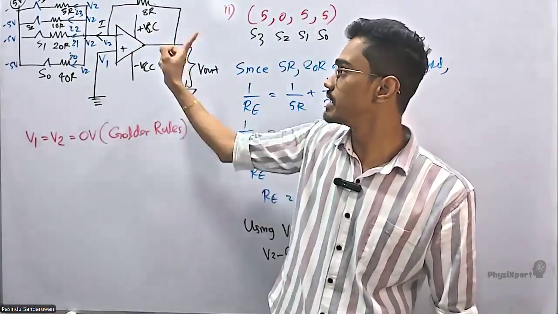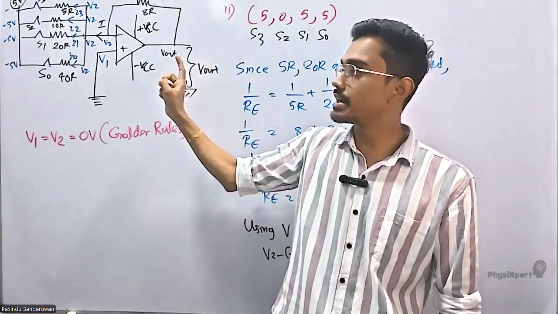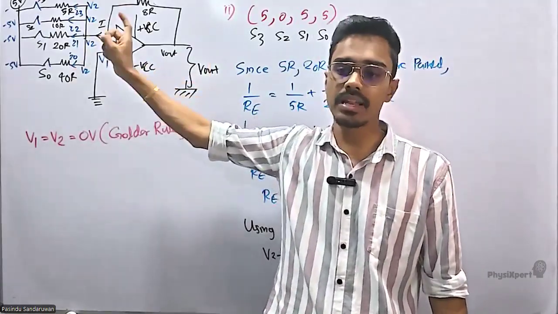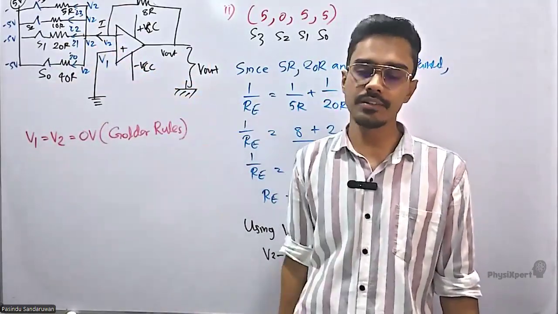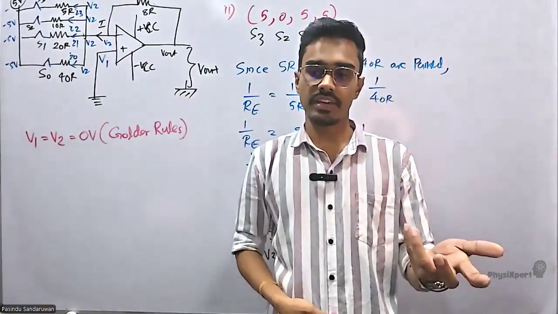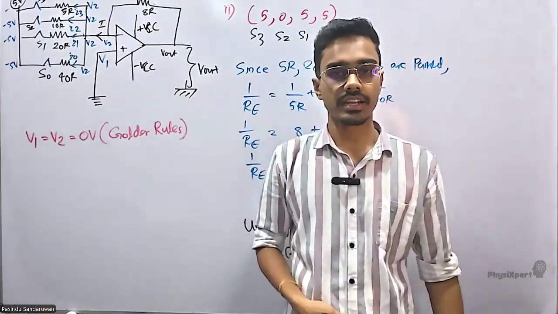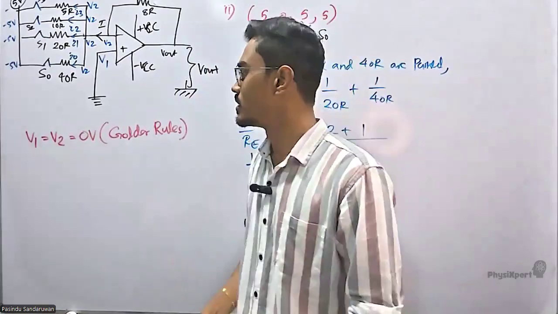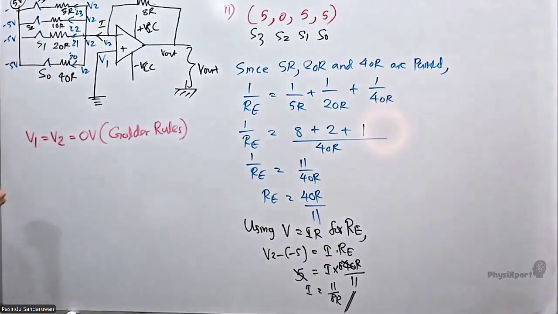We need V out. Again, to determine V out, first we need capital I, the new capital I. To determine the new capital I, we need the new equivalent. Right? I need the new equivalent. So therefore, let's find the new equivalent again.